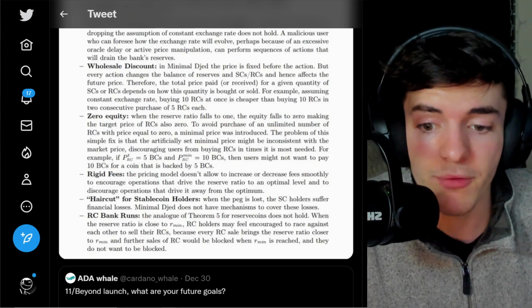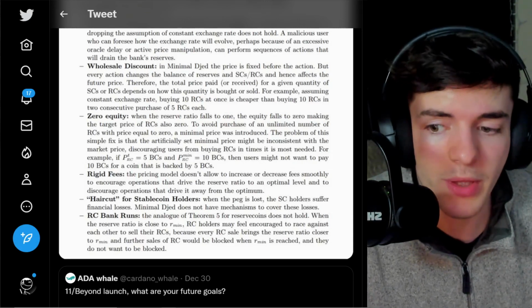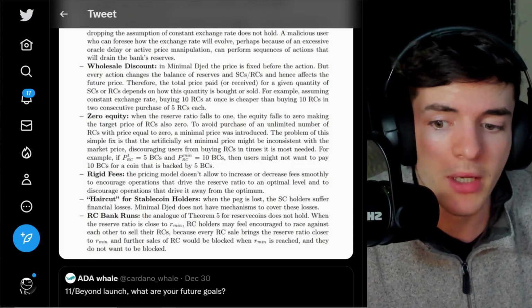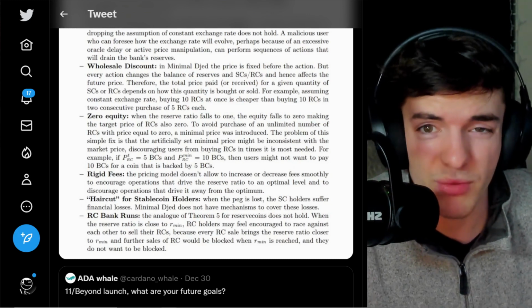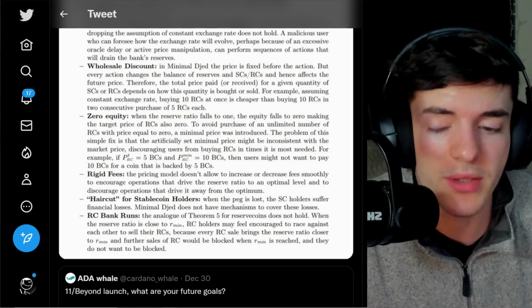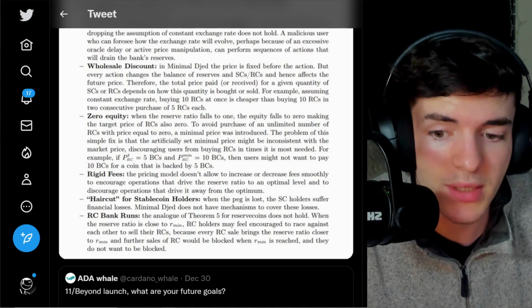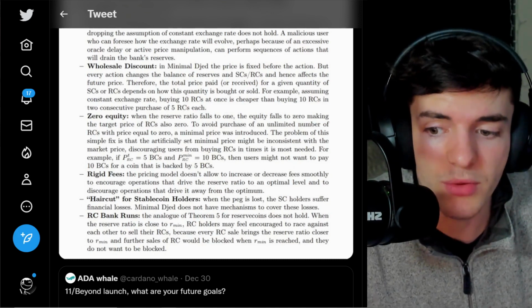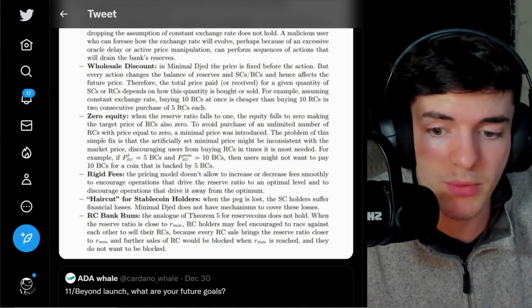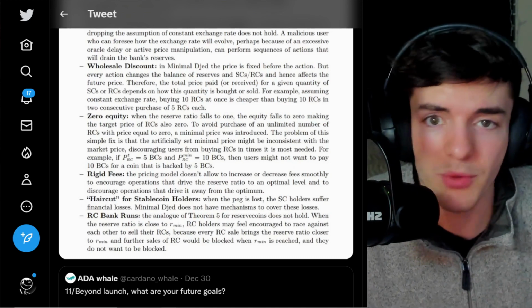The analog of Theorem 5 for reserves does not hold. In this case, when the reserve ratio is close to Rmin, RC holders may feel encouraged to race against one another to sell the RCs, because every RC sale brings the reserve ratio closer to Rmin, and further sales of RC would be blocked when Rmin is reached, and you do not want to be blocked.